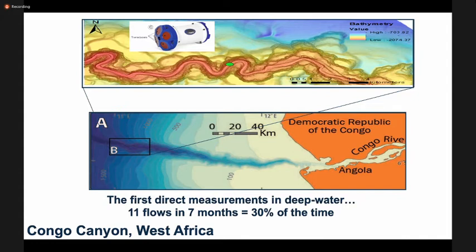It was Maria Azpiroz who looked at these data for the first time following Curtis Cooper from Chevron's initial analysis. And she found that within a period of 7 months, the Congo Canyon at 2,000 meters water depth is active 30% of the time. So these turbidity currents aren't several minutes long, they're actually days or weeks long. So 30% of the time, there's a turbidity current going on here.